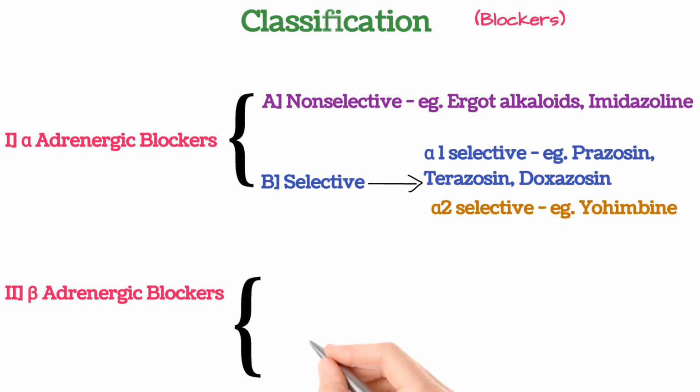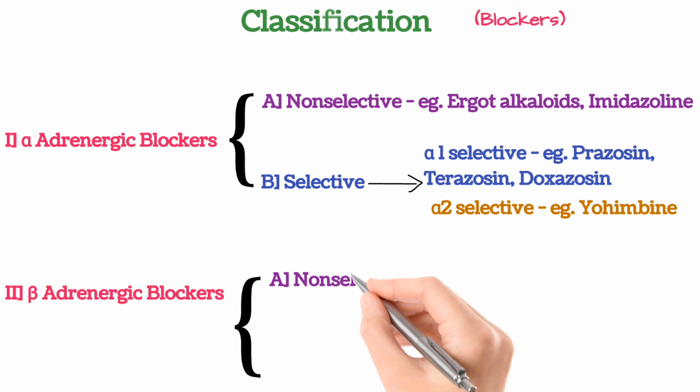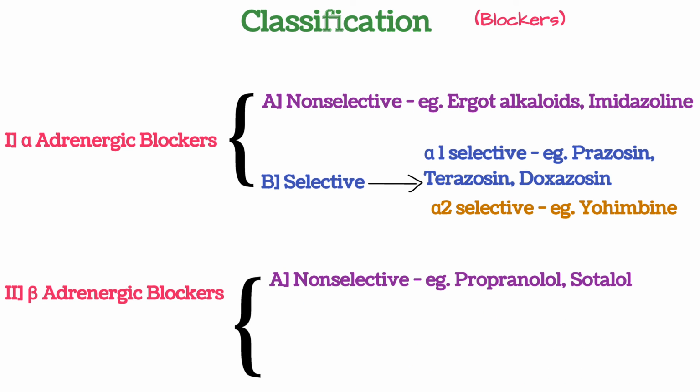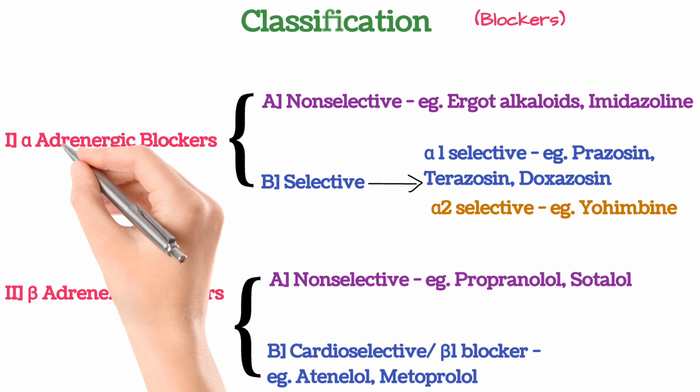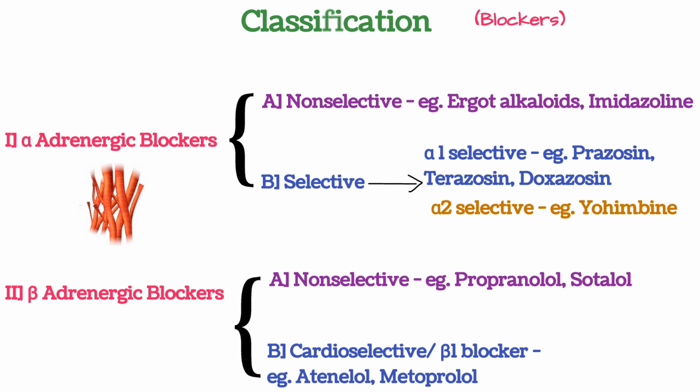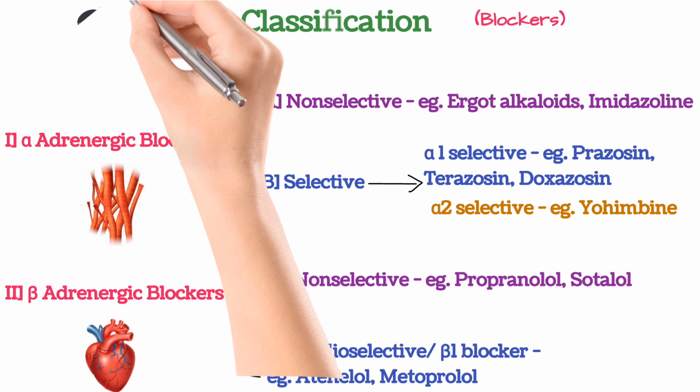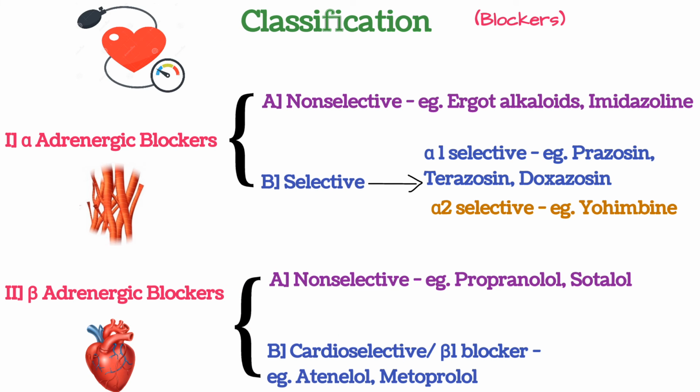And second class is beta adrenergic blockers. Now there are two classes, non-selective and selective. Under non-selective, it will cause blockage of beta 1, beta 2, beta 3. Examples are propranolol and sotalol. Then there is cardioselective beta 1 blocker like atenolol and metoprolol that specifically block beta 1 receptor. So that is how it dilates blood vessels and also reduces the force of contraction of our heart and produces hypotension. So this way we can say that this kind of drug is generally used in hypertension, right?